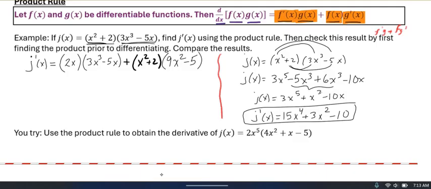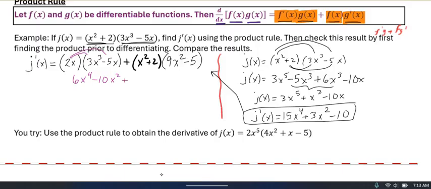Now, you notice that that doesn't seem to look like, of course, what we have over here. But we can just ensure that that's the case by doing the distribution and simplification. Let's go ahead and do that. So if we distribute here, we get 6x to the 4th power. And then 2x times minus 5x, minus 10x squared.